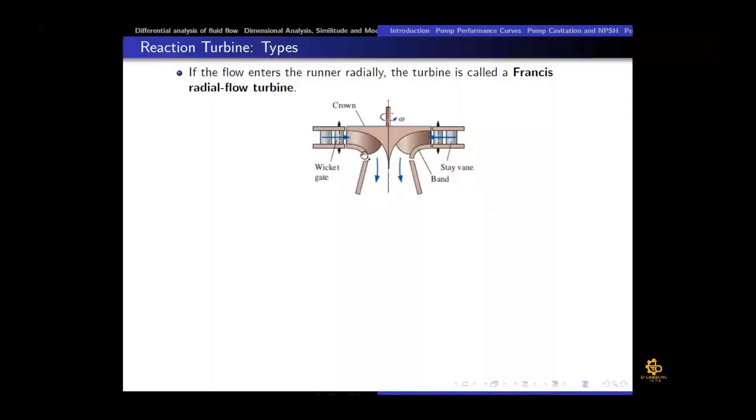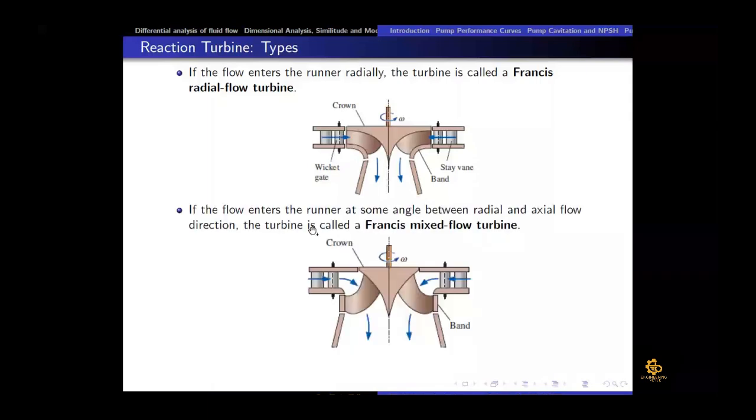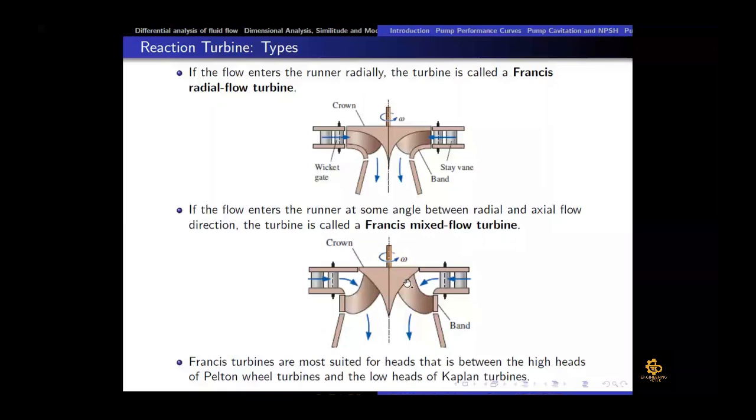And then if the flow enters the runner at some angle between radial and axial, here you can see that it is not strictly radial, so it is kind of at an angle. Now we call it a Francis mixed flow turbine. This is the second type of turbine, and as I mentioned earlier, Francis turbines are more suited for heads between the high heads of Pelton wheel turbines and the low heads of Kaplan turbines.